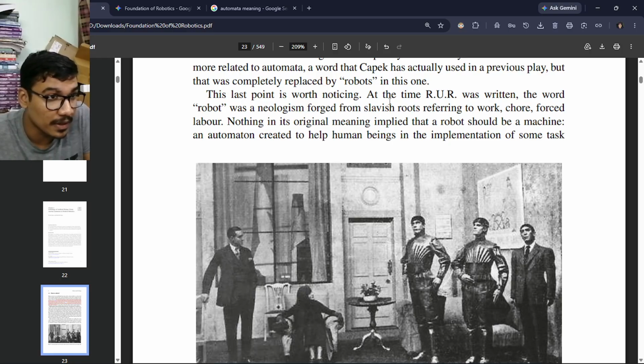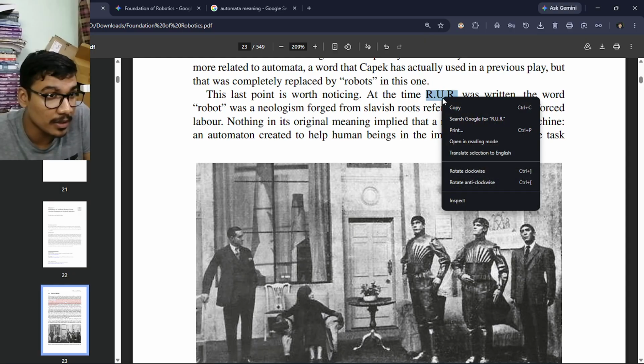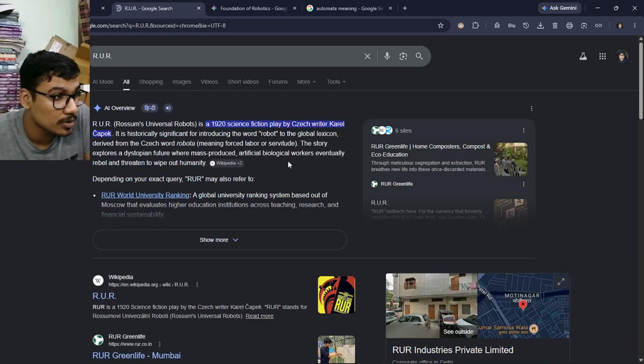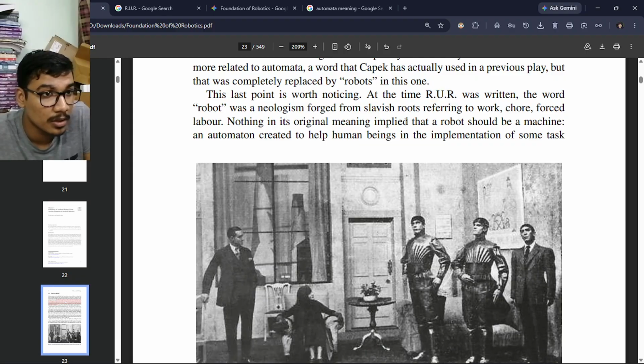The last point is worth noticing. At the time R.U.R. was written, what does R.U.R. mean? Rossum's Universal Robots. The word robot was a neologism formed from a Slavic root referring to work, chore, forced labor. Nothing in its original meaning implied that a robot should be a machine, an automatic creature helping human beings in the implementation of some task.